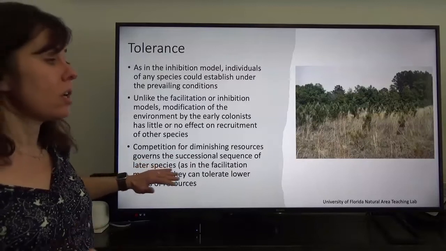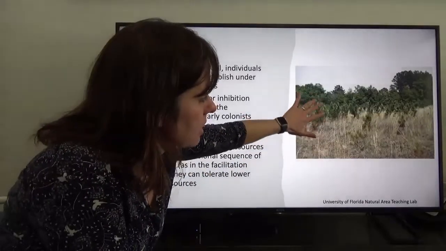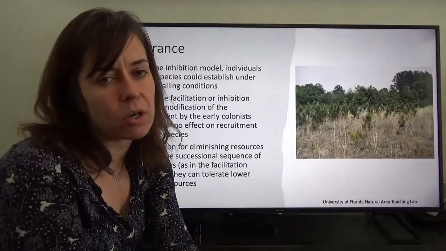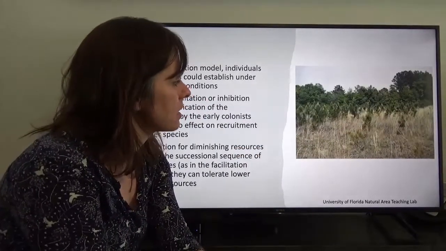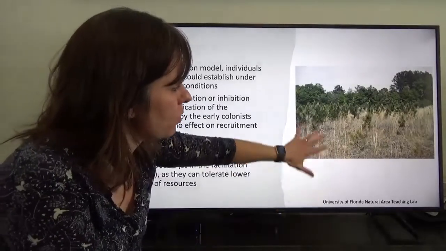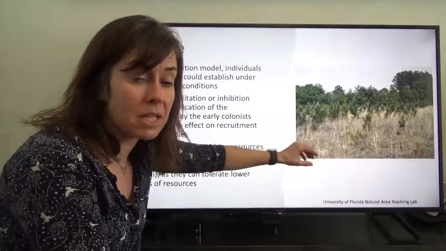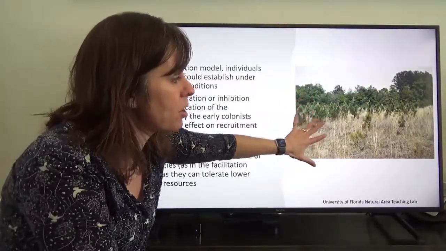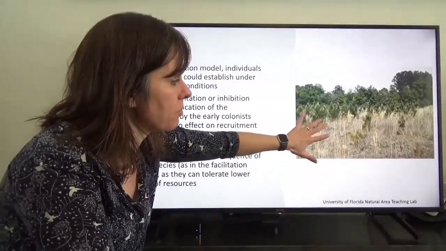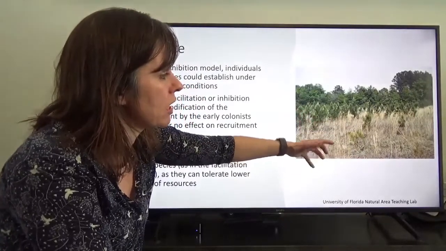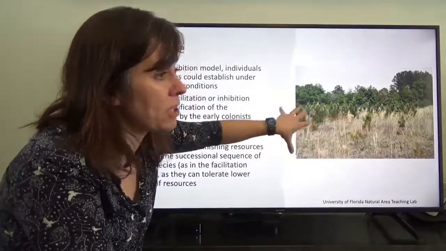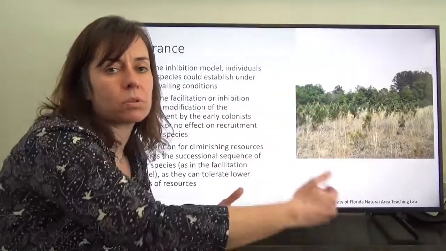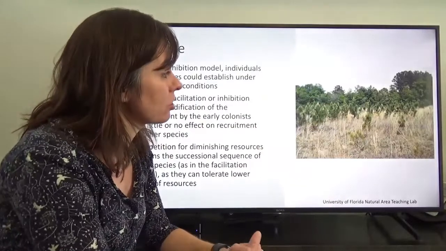A great example of this is old abandoned agricultural fields where you've got all kinds of grasses and forbs and different herbaceous species. And then we start to see woody plants establishing themselves. If those woody plants are able to deal with the competition that those herbaceous plants provide, and with reduced light under the canopy of this herbaceous layer until they're able to overtop it, then they will be able to proceed through this successional sequence.